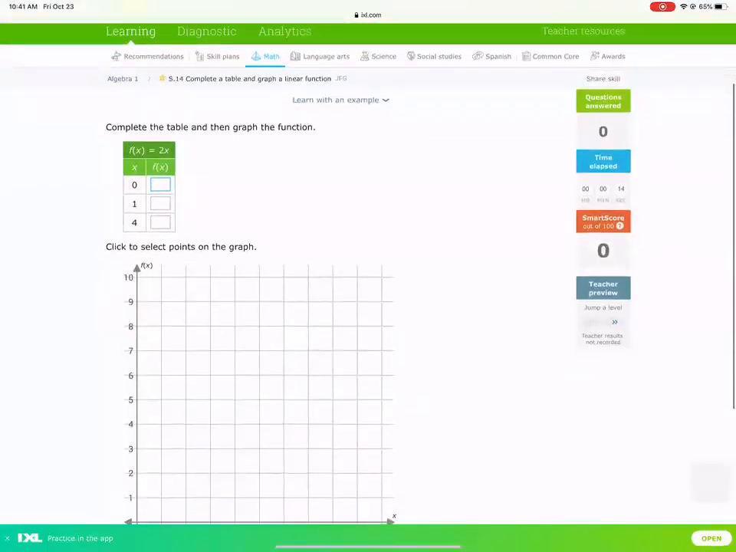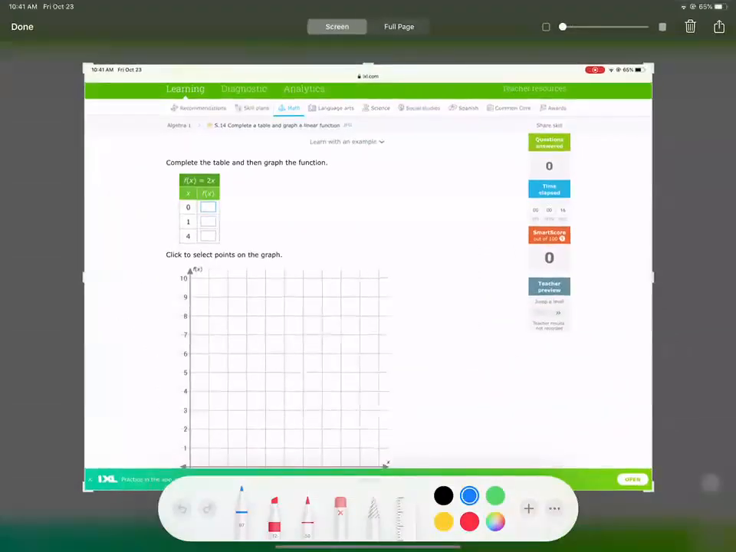Okay, let's take a look at this problem here. Let's do a screenshot. Okay, so the table is already drawn for us. I'm going to just write again here so you have a little more space. And they tell us the function is right here. F of x is equal to 2x. Okay, and they gave us values 0, 1, and 4. So 2 times 0, 2 times 1, 2 times 4.